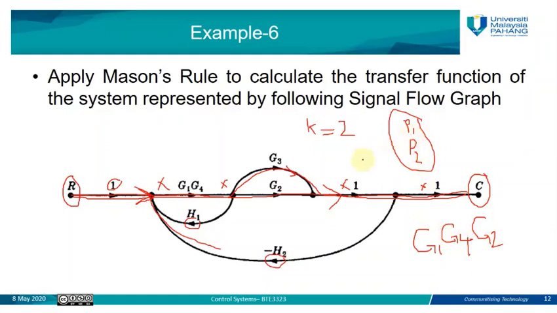For the gain of the forward path number 2, we said the forward path number 2 is the same, the only difference is here. So G2 will be replaced by G3. So it will be G1, G4, and G3. Then we have here 1, 1. When you multiply by 1, the gain does not change. So this is the forward path gain of number 2.